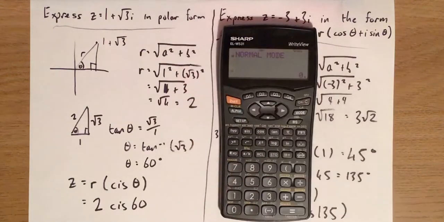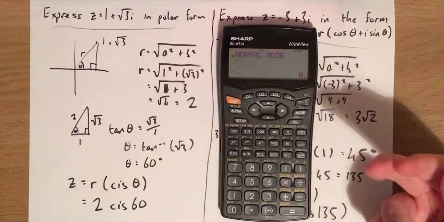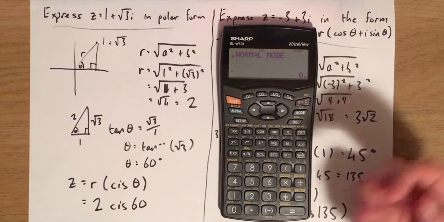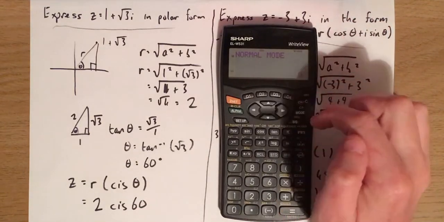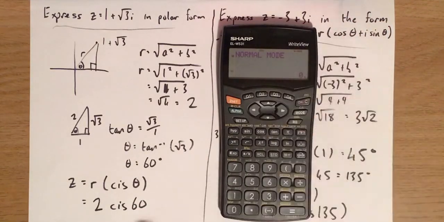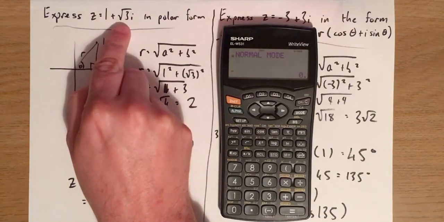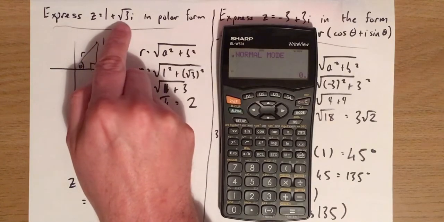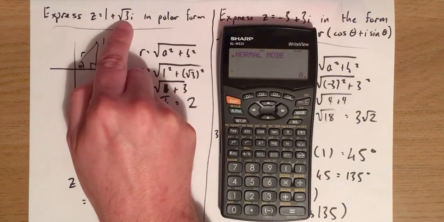So the very first one I did was 1 plus root 3i. And when I changed that into polar form, I got 2 cis 60. So let's just see how to do that on the calculator. We're going to go into degrees, so let's make sure our calculator is in degrees mode. It is here. So you're going to enter the A and the B part of the complex number, so the real and the imaginary part, the 1 and the root 3. We're not going to put the i in. Just the 1 and the root 3.